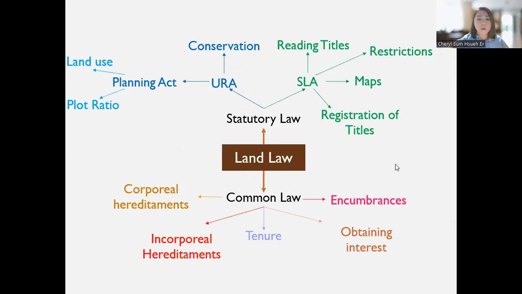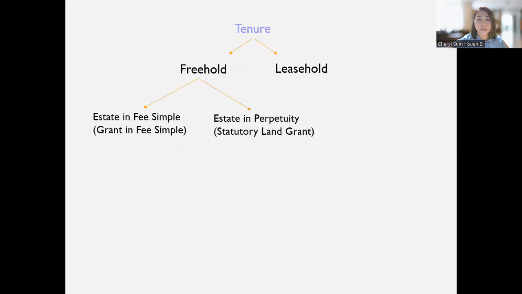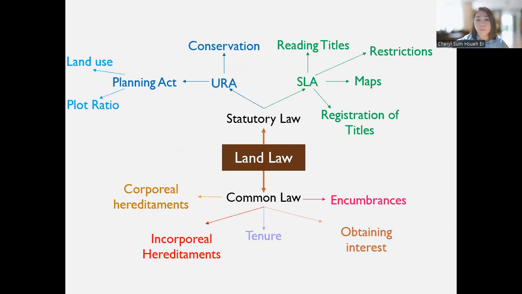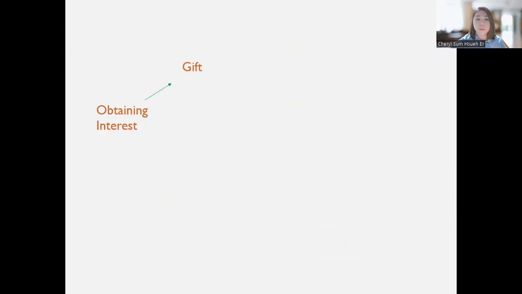Okay, now moving on to tenure. Okay, now tenure here has got to do with freehold, leasehold. Freehold, estate in fee simple, okay, or estate in perpetuity. All right, so these are the few keywords here. Then obtaining interest. How can we then come about gaining interest to land and property? Now here comes gifting, inter vivos.